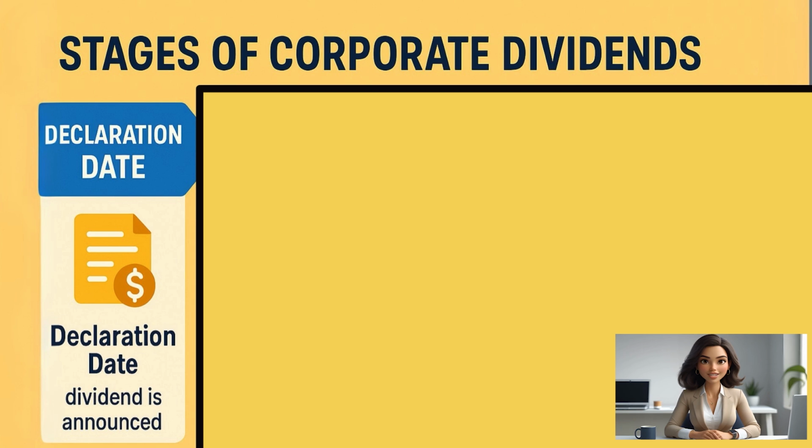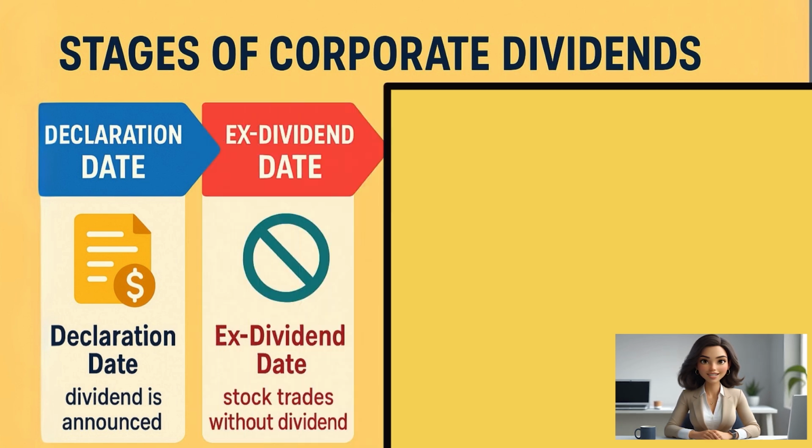First is the declaration date, that is a date where the board of directors of a corporation announce a dividend. The second is the ex-dividend date, and this is highly testable. This is the first day that the stock trades without the dividend, so if you bought it on this day, you would not get the dividend. The price of the stock normally drops on that day by the amount of the dividend, and it is generally 1 business day before the record date.